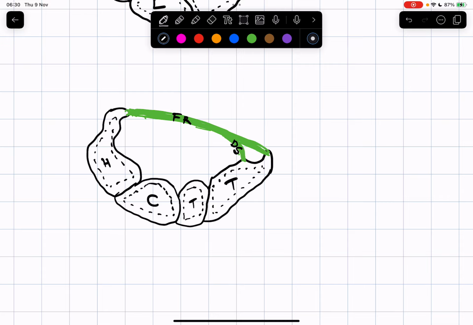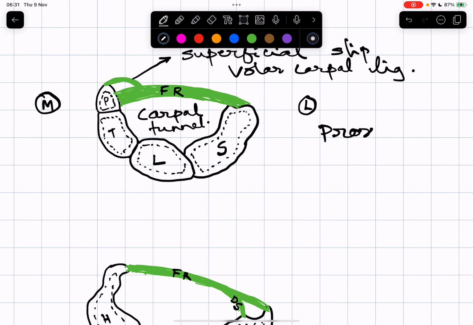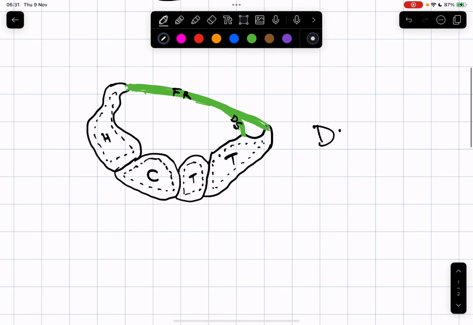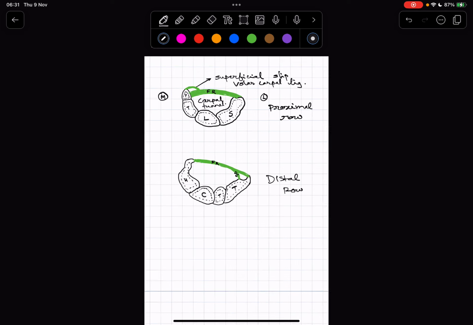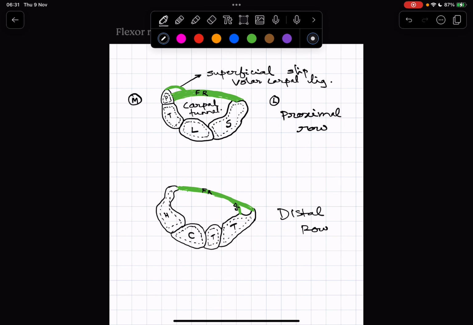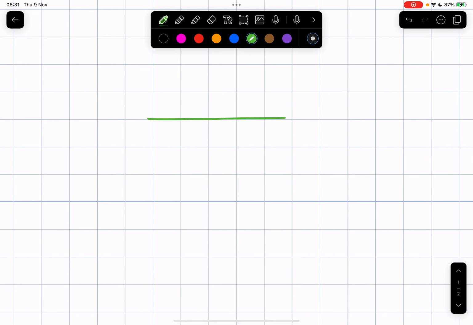Okay, so look at this. This is the superficial slip, this is the proximal row. All right, this is the proximal row of carpal bones, and this is the distal row of carpal bones. So we see the proximal and the distal rows of the carpal bones here and the flexor retinaculum. So very simple concept. The flexor retinaculum is like a band, and it is attached to the bones of the carpus, that is the medial and the lateral pillars. So laterally it has got a deep slip, medially it has got a superficial slip.